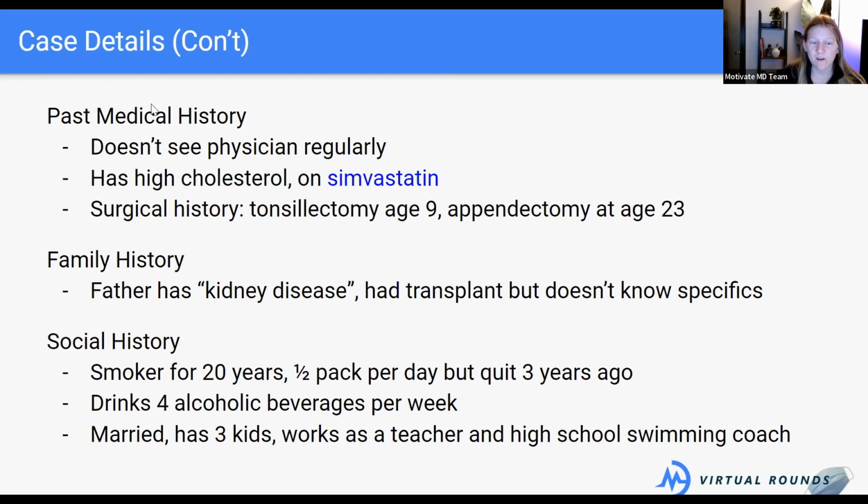For family history, his father has a history of "kidney disease," but we aren't sure of the specific type or cause. The patient does report that his father had a kidney transplant, but doesn't know any more information besides that. And then for social history, the patient was a smoker for 20 years. He would smoke half a pack per day, but he did quit smoking 3 years ago. He also drinks 4 alcoholic beverages per week, which is, I would say, not a super high amount. It's not nothing, but it's pretty standard for a lot of people. And he is married, has 3 kids, and he works as a teacher and also does high school swimming coaching. So that's a little bit about his social history.